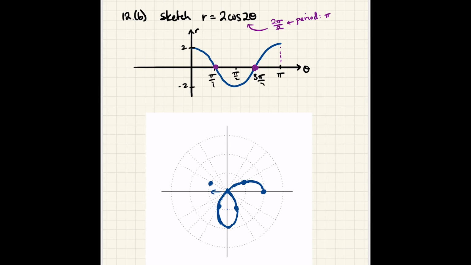And now let's plug in pi. So cosine of 2 pi is 1, which doubles to 2. So here we are. All right, so this comes out of the origin at an angle of 3 pi over 4. And it's going to come in like this. Okay, and now let's just take advantage of the vertical symmetry we're expecting and kind of finish this guy off. All right, and what we have here is a 4-petaled rose. That's very nice.